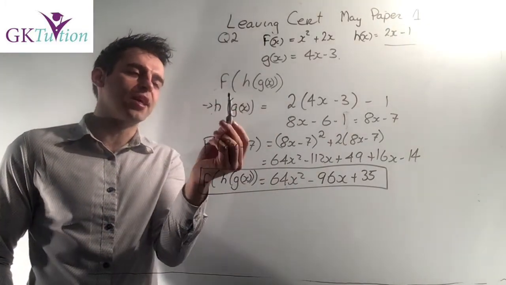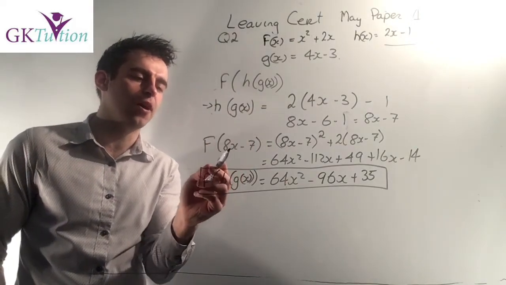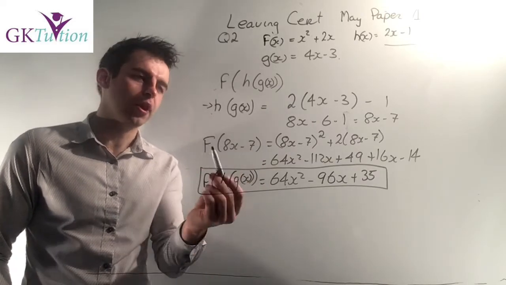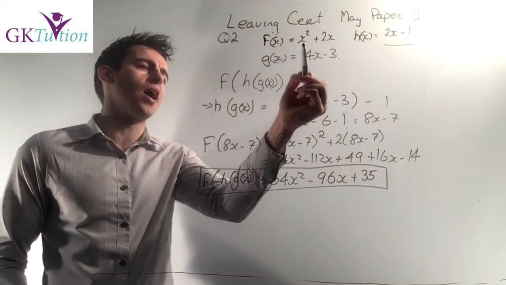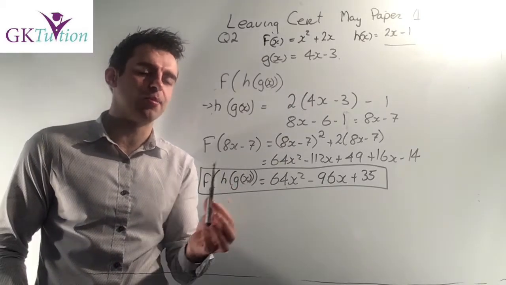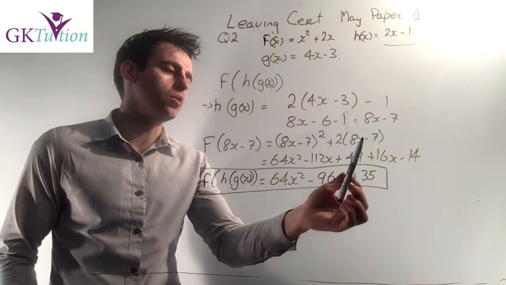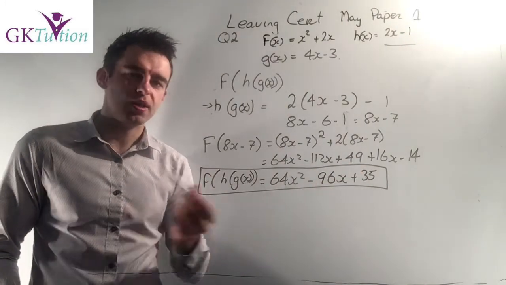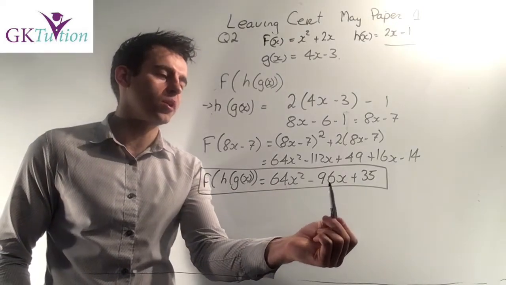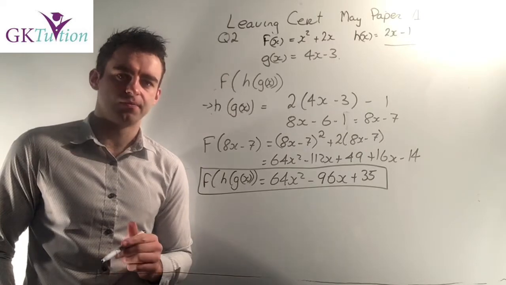Which means that instead of looking for f of h of g of x, I can now actually just call that f of 8x minus 7. Once you get to there, it's relatively straightforward. You're subbing into the function f, which is x squared plus 2x, except everywhere there's an x, you're subbing in 8x minus 7. It becomes 8x minus 7 all squared plus 2 times 8x minus 7. You multiply it out, and your final answer is 64x squared minus 96x plus 35. And there's 10 marks going for that.